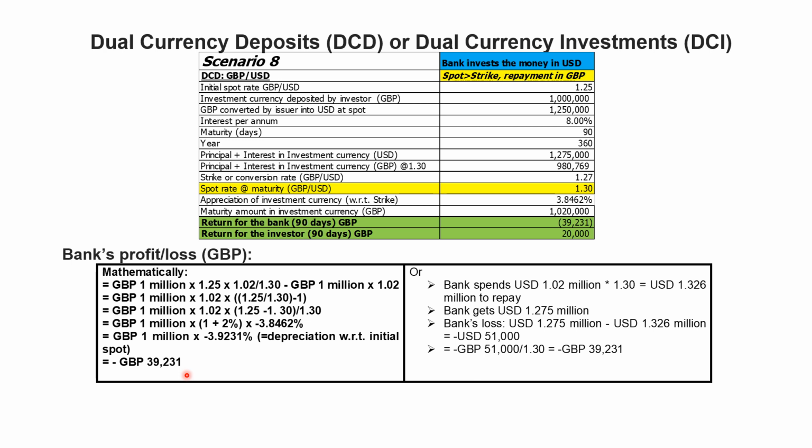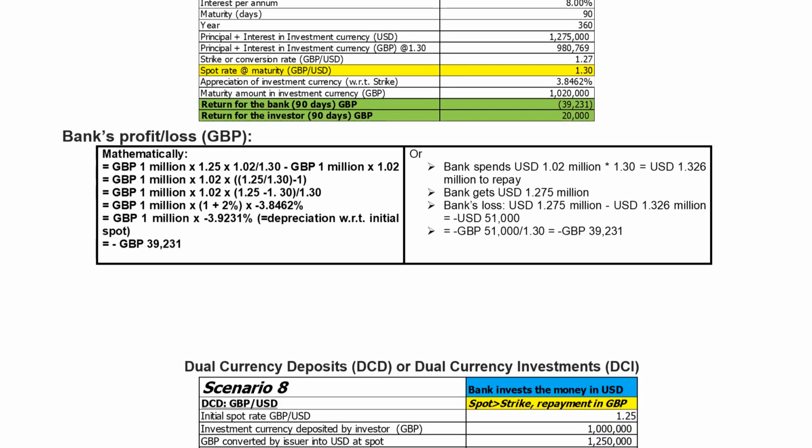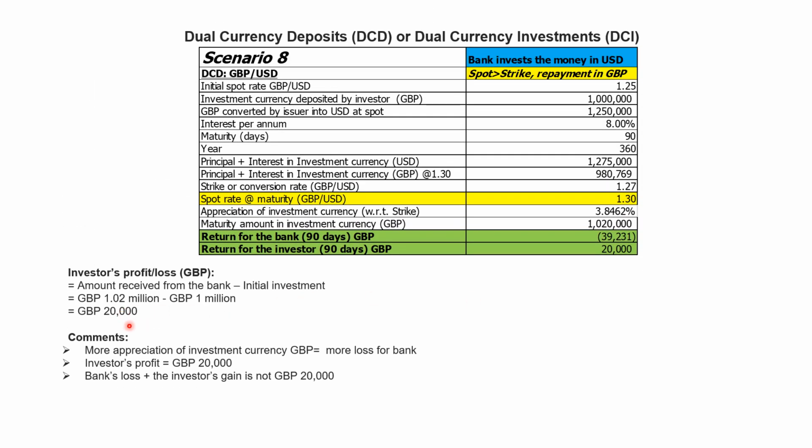Alternatively, you can look at it as follows. The bank needs to spend USD 1.02 million into 1.3, which is equal to USD 1.326 million to repay the GBP amount at maturity. And note that the bank got only USD 1.275 million from its USD investment. Therefore, the bank will lose USD 1.275 million minus USD 1.326 million, which is USD 51,000, and at 1.3, this works out to be GBP 39,231. For the investor, the gain is simply GBP 1.02 million minus GBP 1 million, which is GBP 20,000.